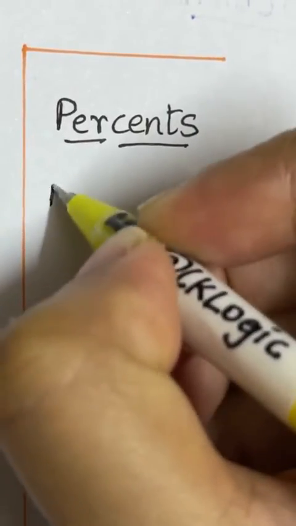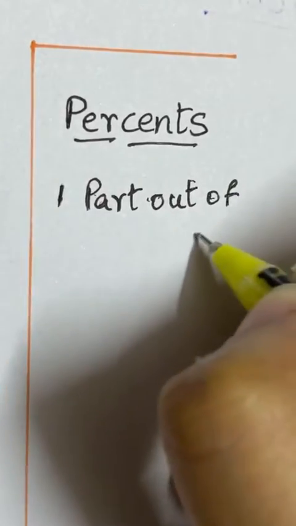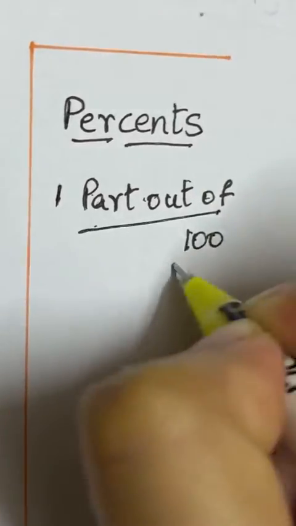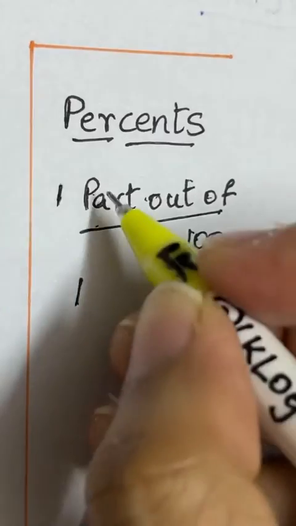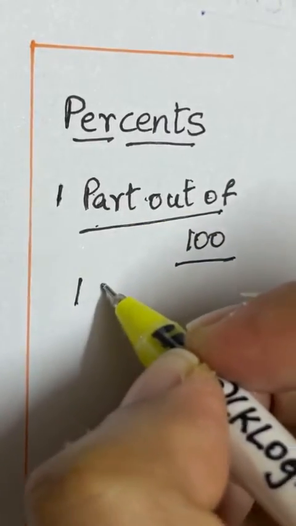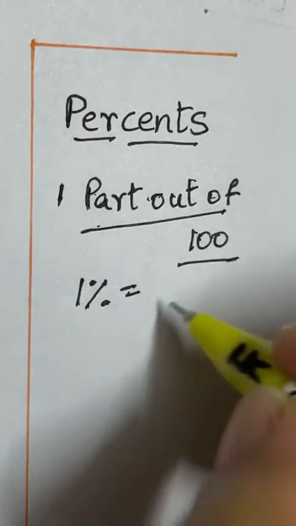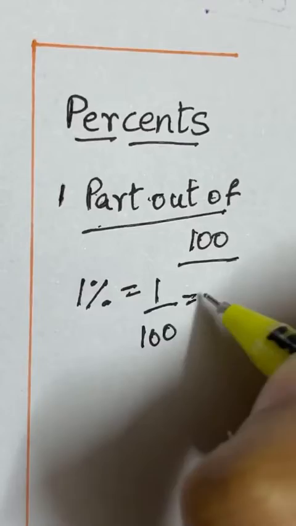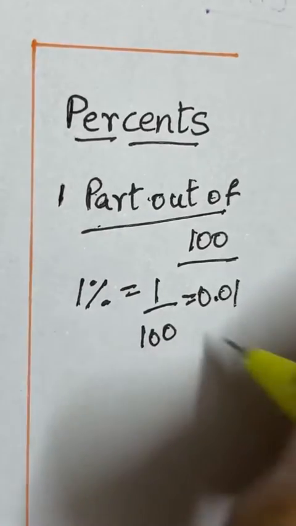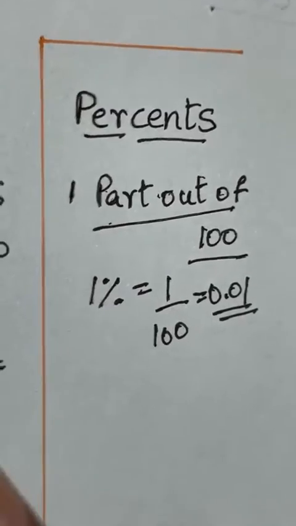So it's one part out of 100. This is what a percent is: one part out of 100. For example, 1%. One part is 1%. 1% is how much? 1 out of 100. And that's also equal to 0.01 in decimal. Okay, let's see some examples.